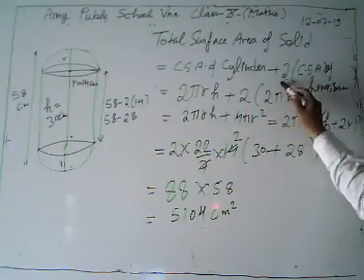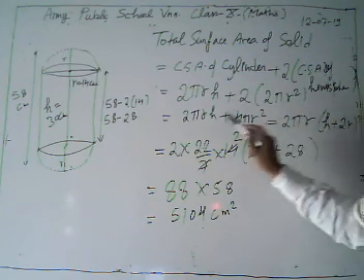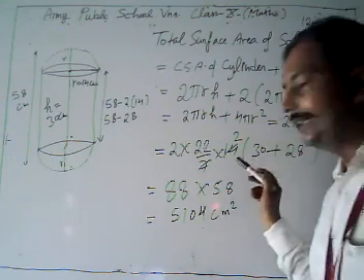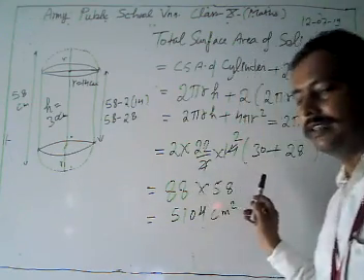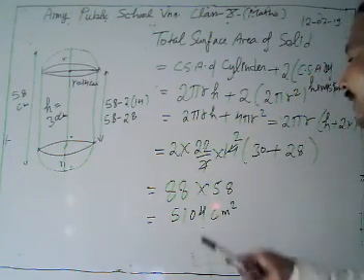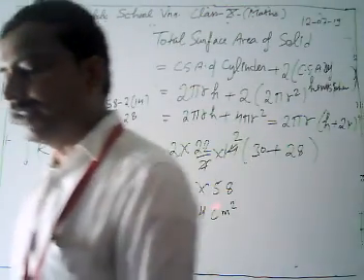CSA of cylinder plus 2 times CSA of hemisphere: 2 pi r h plus 2 into 2 pi r square, that is 2 pi r h plus 4 pi r square. Taking out common 2 pi r, we have h plus 2r. Putting in the radius 14 and height 30, and after calculating, we get the total surface area of the given solid as 5104 centimeter square.